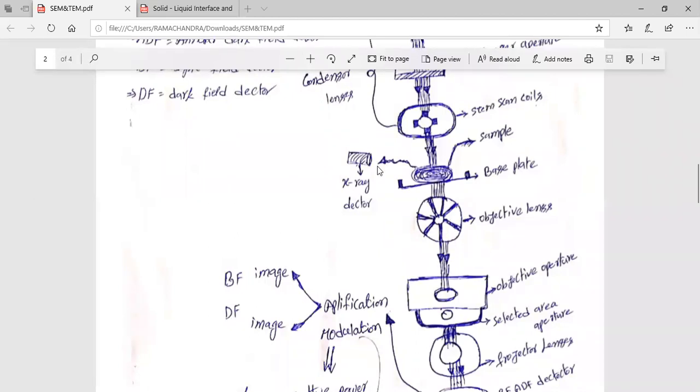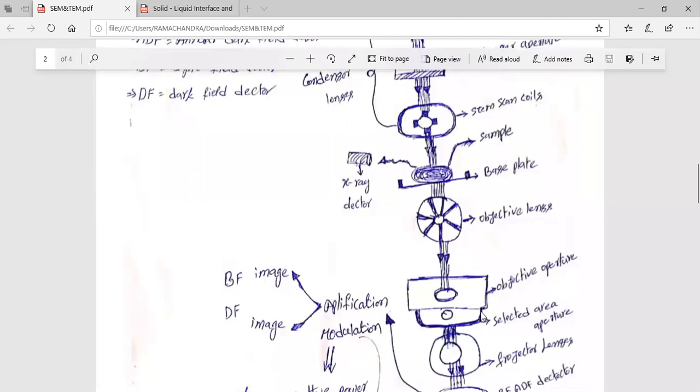Whenever we detect the specimen, the electrons move and reach the objective lens and pass through the objective aperture. When the electrons pass to the objective aperture, we have the selected area aperture present in this TEM. So this is the selected area aperture, which we use for detection.